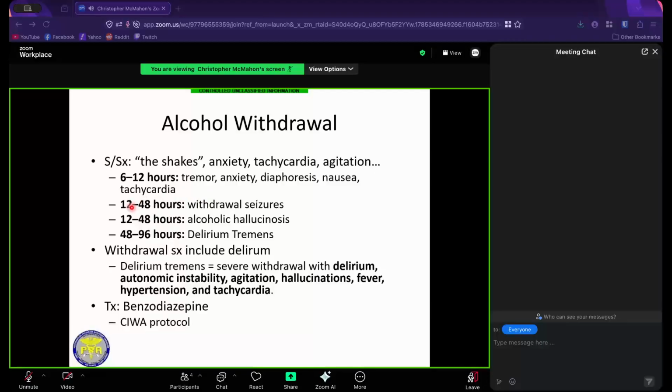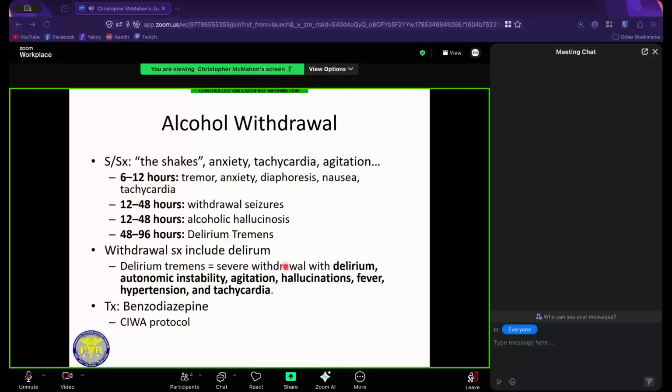And then once you get into that 12 to 48 hours, we see the full-on withdrawal seizures developing. And then alcohol hallucinations can start, and that'll eventually work into the full-on sequence of delirium tremens, which is kind of the combination of these, once you hit a really serious state. DTs isn't within the first 12 hours. It actually takes a significant amount of time for those clinical manifestations to develop.